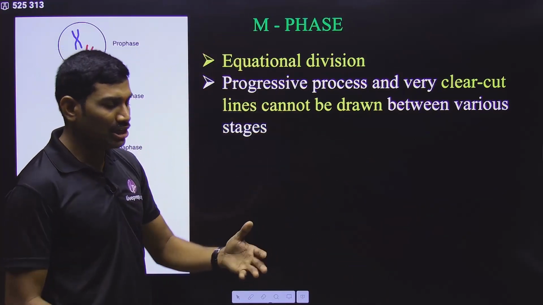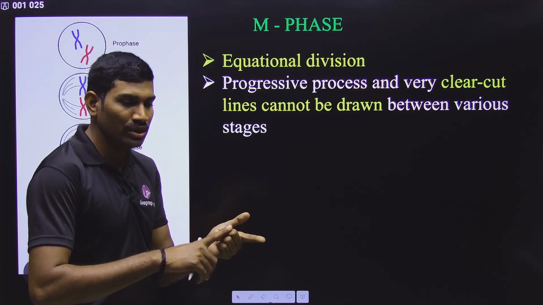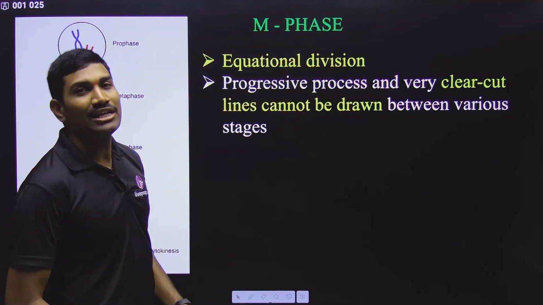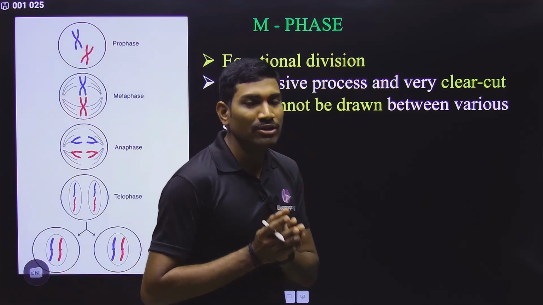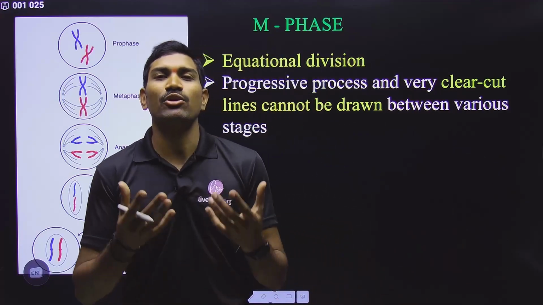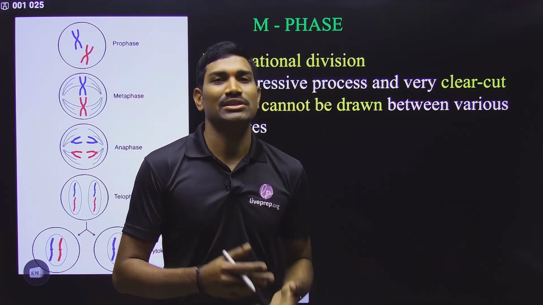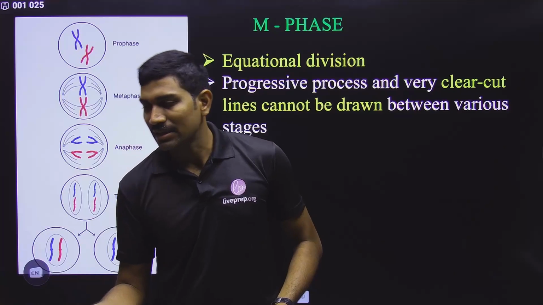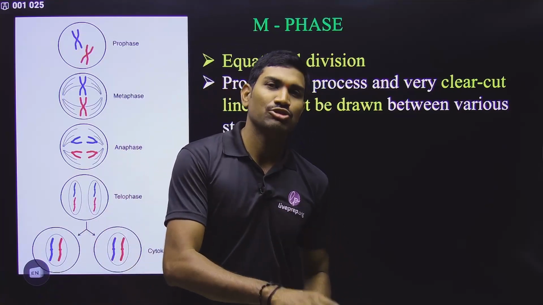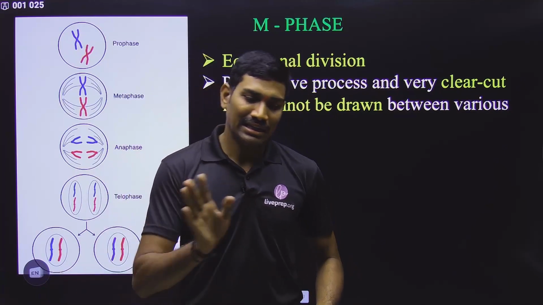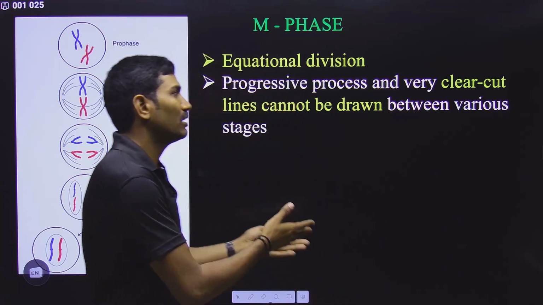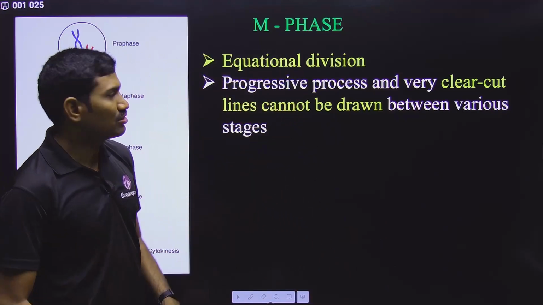Till now we studied interphase, G1, S and G2, and now we are going with the M phase. The M phase is called the mitotic phase. And why is it called equational division? Mitotic division is called equational division because the ploidy of the parent cell and the ploidy of the daughter cells are exactly the same. If the parent cell is 2n, the daughter cell is also 2n. If the parent cell is n, the daughter cell is also n. Since the ploidy of parent and daughter cells is exactly the same, it is called equational division. That point you also need to remember.